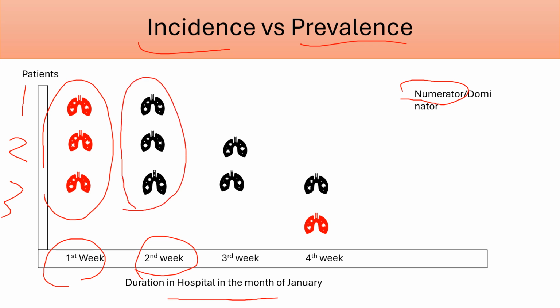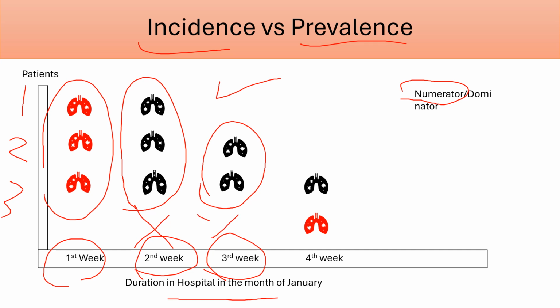None of them were discharged, none of them died, and your incidence is 0. You don't have any new cases or new admissions. In the third week, your prevalence is only 2. Why? Because patient number 1 was cured already and was discharged. And your incidence is 0 because you do not have any new admission in the third week for any patient with pneumonia.